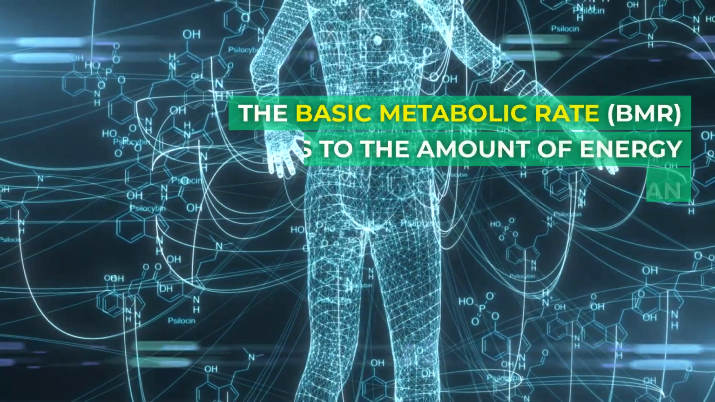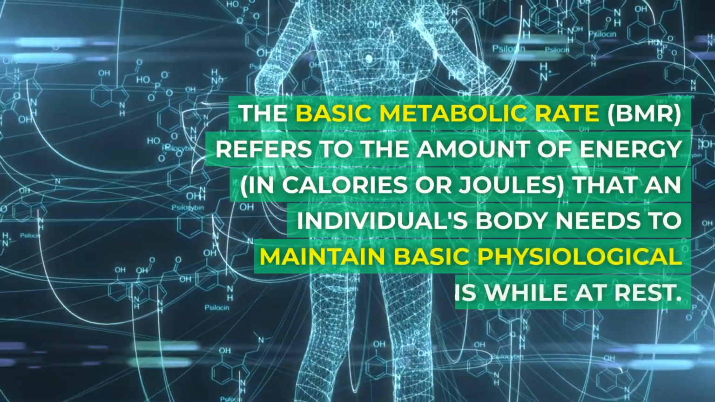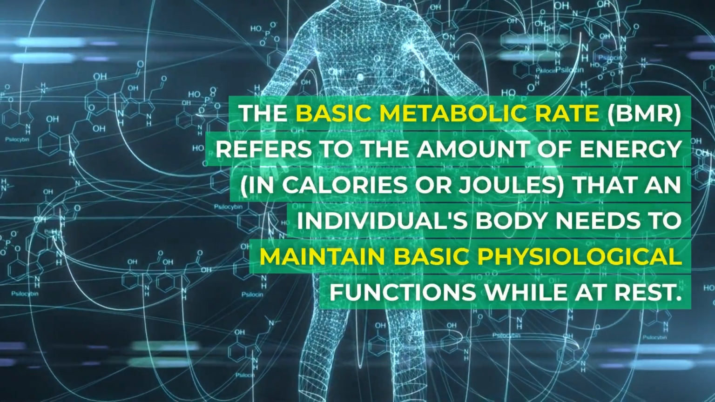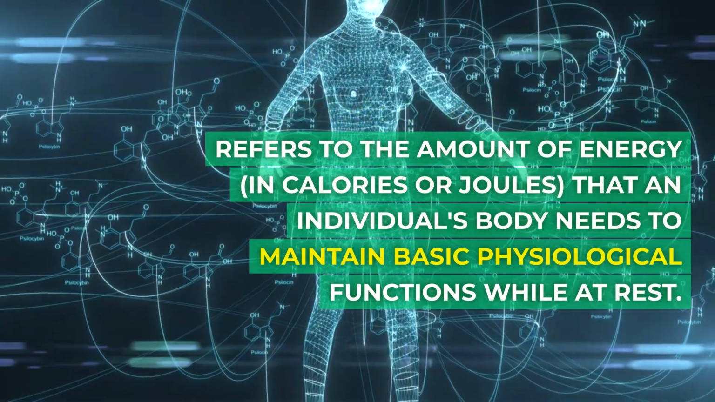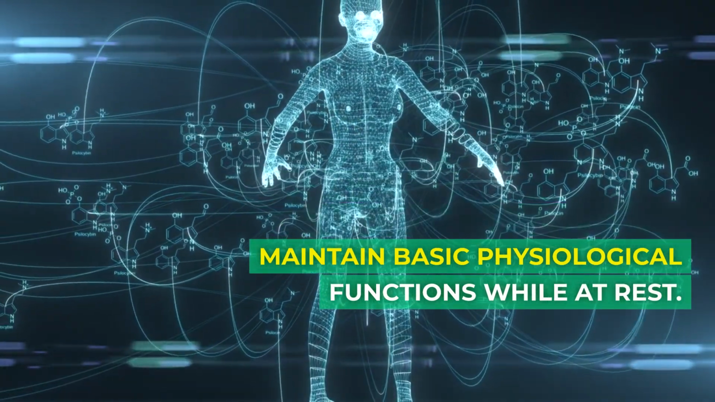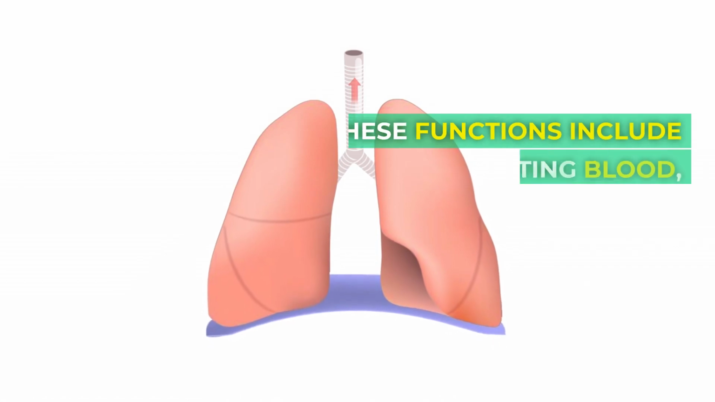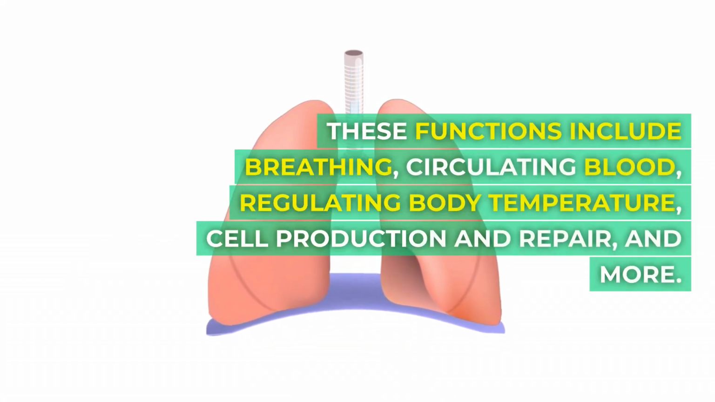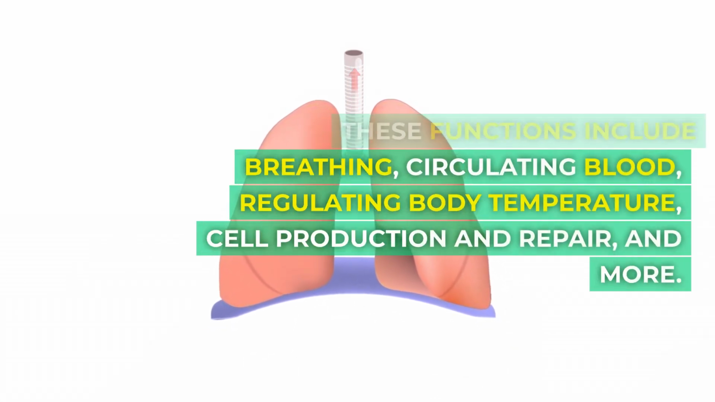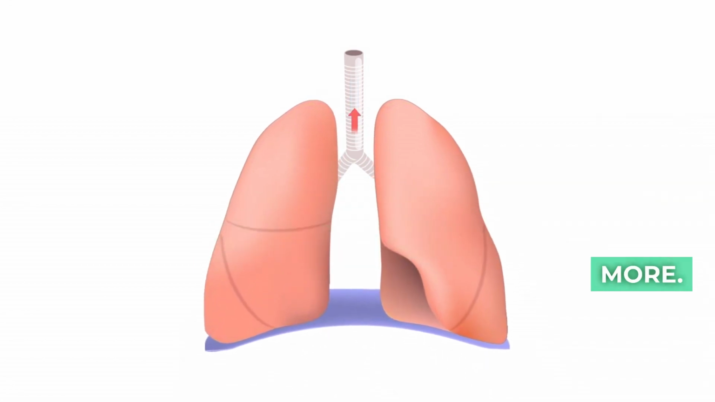The basic metabolic rate, BMR, refers to the amount of energy, in calories or joules, that an individual's body needs to maintain basic physiological functions while at rest. These functions include breathing, circulating blood, regulating body temperature, cell production and repair, and more.